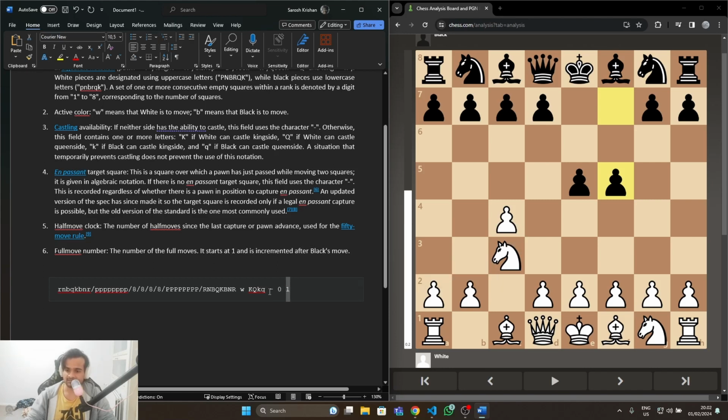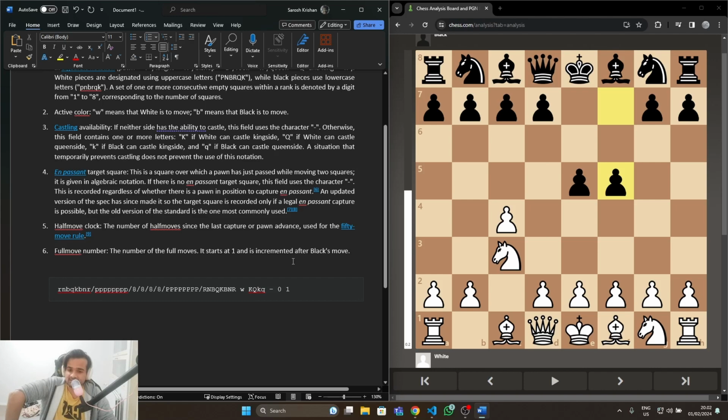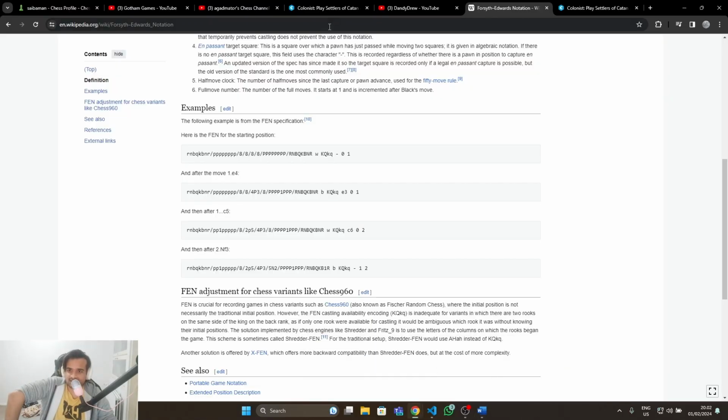This is the en passant check. This is castling. This is whose turn it is. And this is the rest of the board. Now, how long did I spend? Some number of minutes. Why did I spend some number of minutes explaining all this to you? Well, it has to do with the other thing.